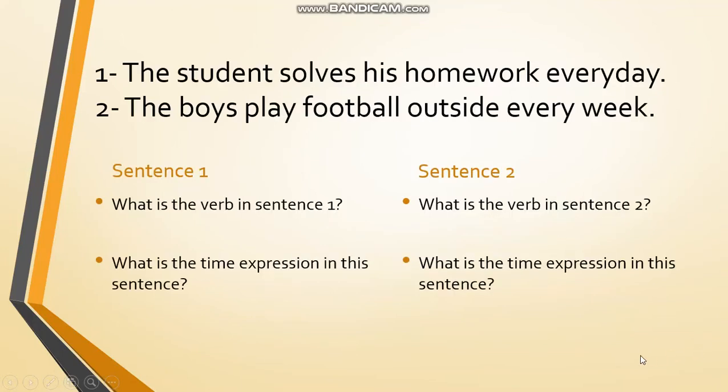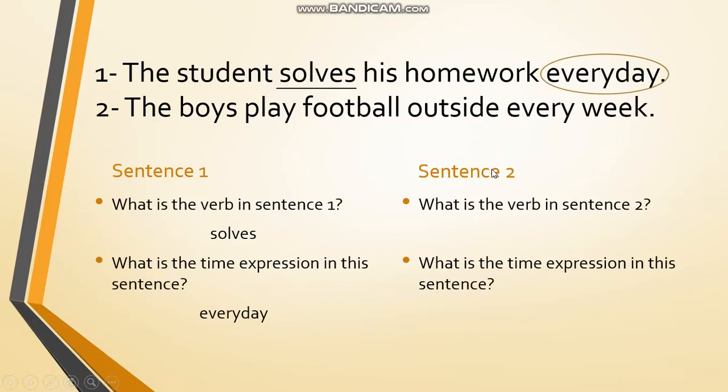Now, I have these two sentences. Sentence number 1. The student solves his homework every day. What's the verb in sentence number 1? Of course, it's solves. It comes after the subject. Do I have a time expression, a word that tells me about time? Yes, and it is every day.